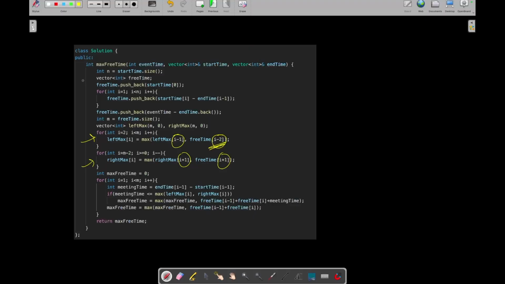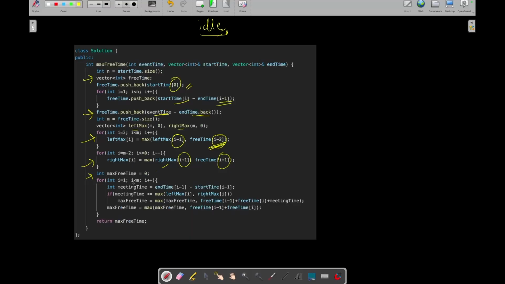In this code we have created a free time vector in which initially we have pushed the start time of 0, because time before the starting of the first meeting is idle time. Then we are pushing the start time of I minus end time of I minus 1. This will give the time gap between each meeting, and by the end we will push the remaining time after the last meeting. After that we simply create left max and right max by the method I described earlier. Then we initialize the maximum free time with 0.